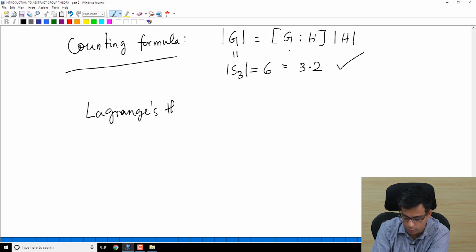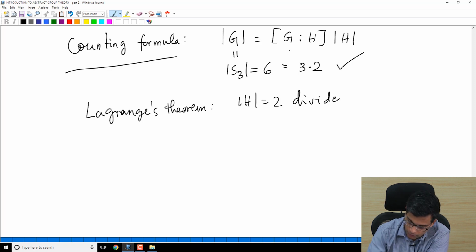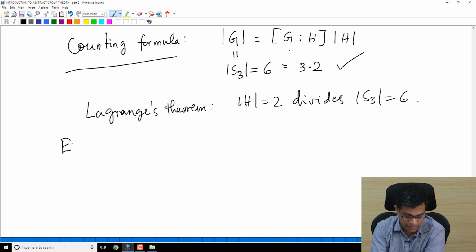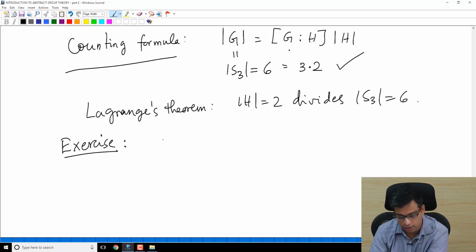For that you don't need to do any coset calculations, right? Because the order of H, which is 2, divides the order of S3, which is 6. So as an exercise, I will strongly urge you to do this to get comfortable with calculations of cosets.